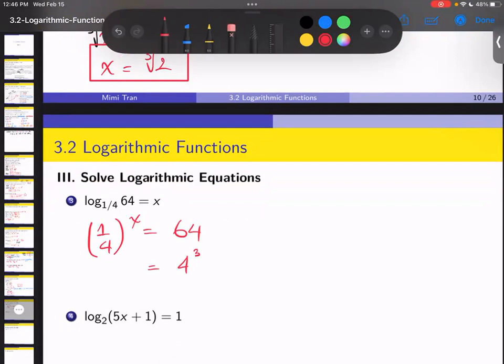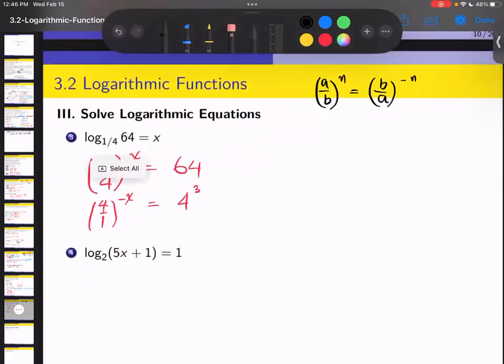How would I convert 1/4 into base 4? If I flip 1/4 into 4/1, what happened to my exponent? It changed the sign, right? I can do this: 4 over 1 to the negative x. Do you remember that? We talked about this last time. And vice versa, if you want to change b over a to the negative n, you flip it, it becomes a positive power.